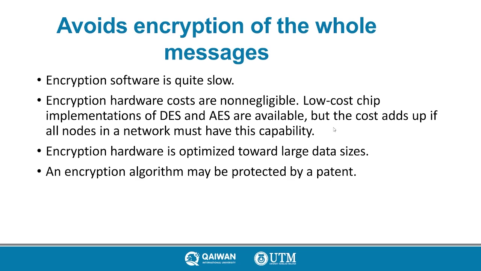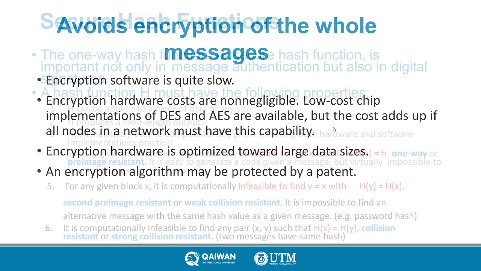Now, avoid encrypting the whole message. Encryption software is quite slow. Encryption hardware costs are not negligible. A low-cost chip implementation of DES and AES is available, but the cost adds up if all nodes in a network must have the capability. Encryption hardware is optimized toward large data sizes, and encryption algorithms may be protected by a patent.